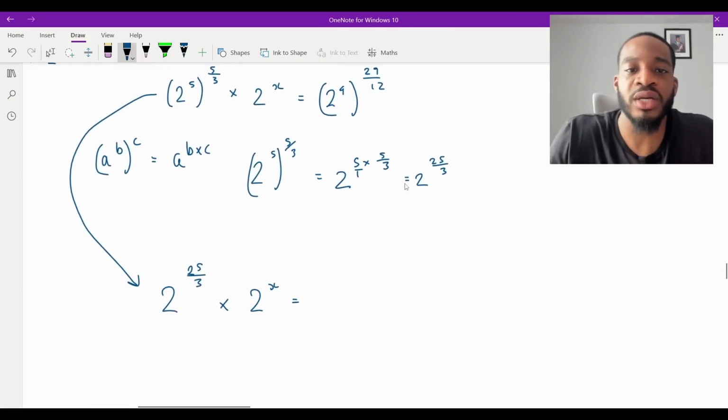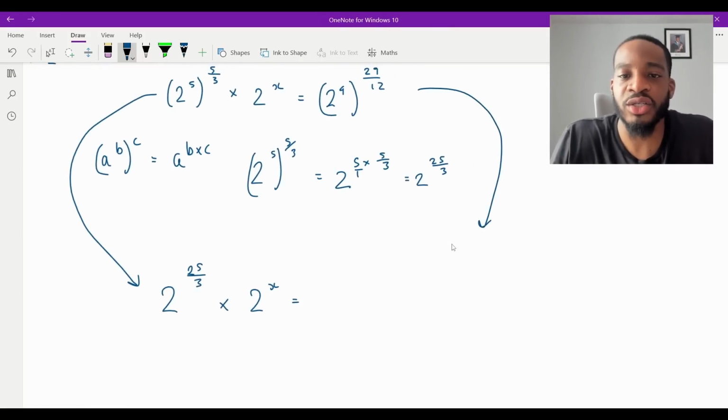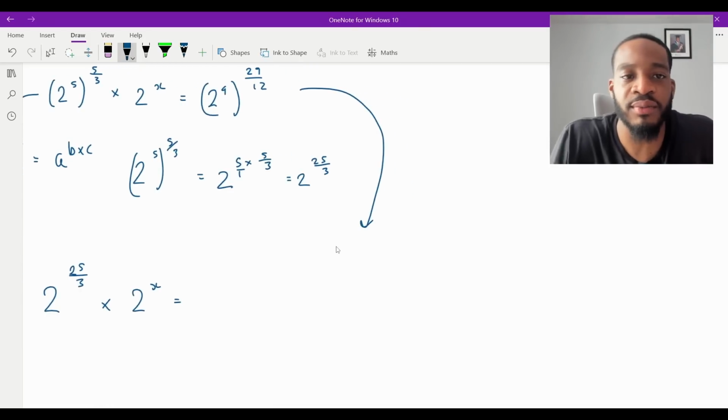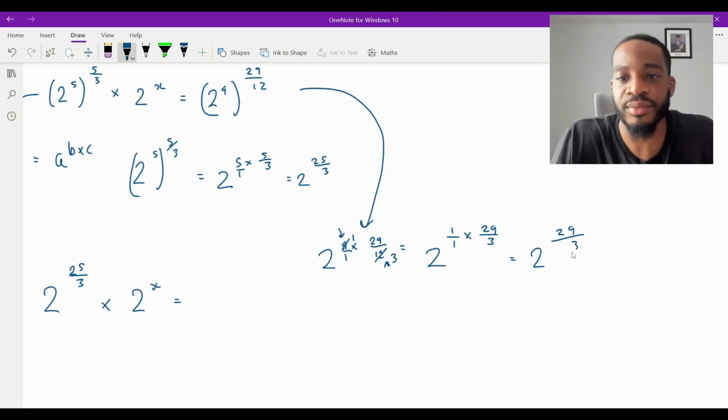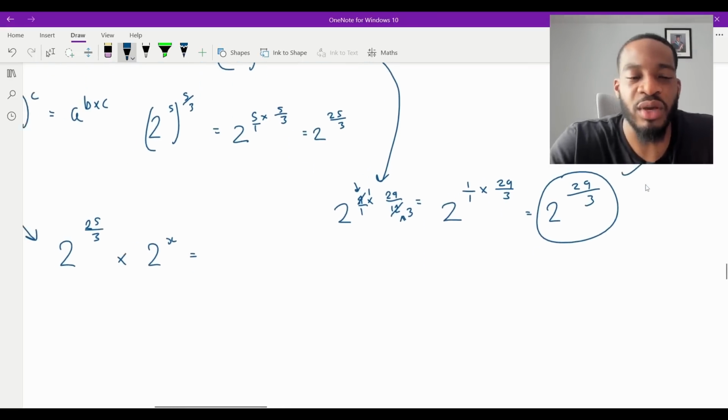This one is just going to be 2 to the power of 4 times 29 over 12. Again, put this over 1. And you can see you don't even need to actually times it across. I've got a common factor of 4 here and 4 there. 4 goes into 4 once, and 4 goes into 12 3 times. So it's actually just 2 to the power of 1 over 1 times 29 over 3, which is just going to be 29 thirds on the power. Perfect. So that one's done. We can put that there.